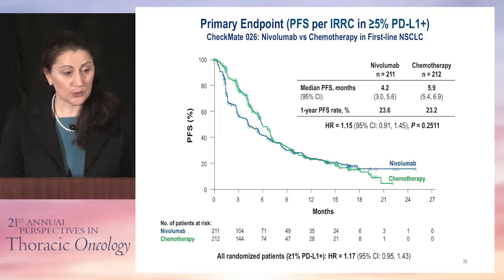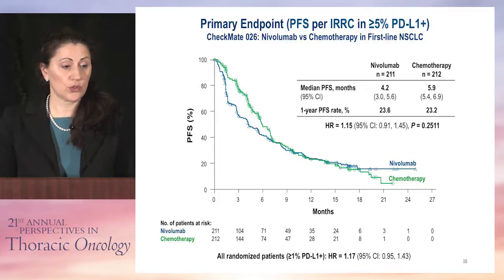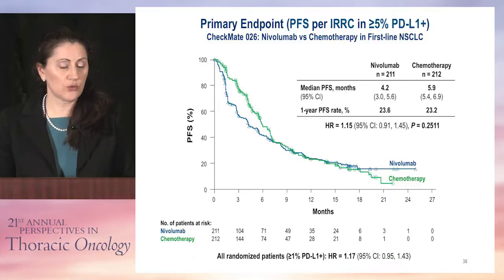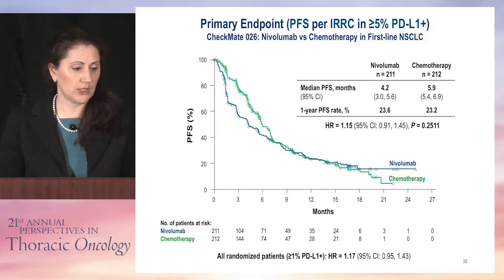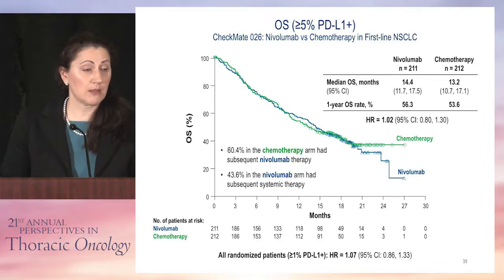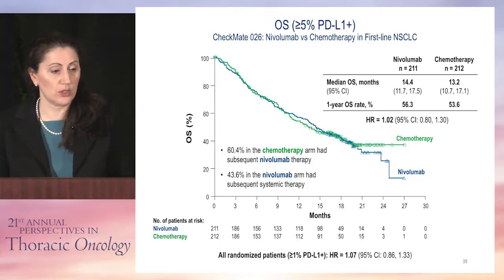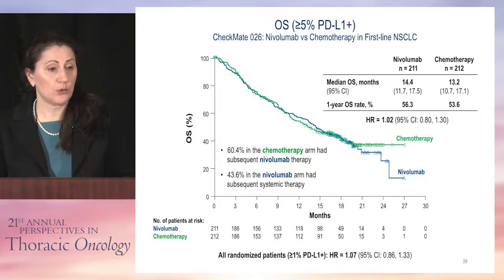Everybody was very disappointed to see this result here. So progression-free survival was inferior for nivolumab numerically, 4.2 months versus chemotherapy, 5.9 months. One year progression-free survival was 23.6% and 23.2% for chemotherapy. So the hazard ratio across unity is 1.15. And here is the subset that is of highest interest, the high expressors, more than 5% PD-L1 expression. And here, nivolumab is performing a little better than chemotherapy, but still the hazard ratio remains at 1.02.